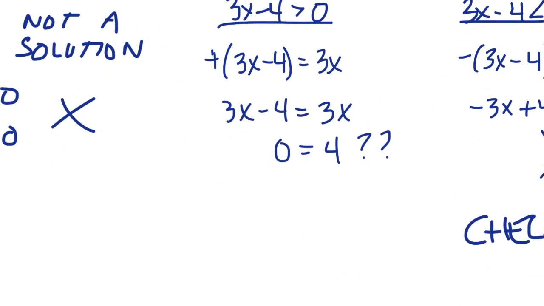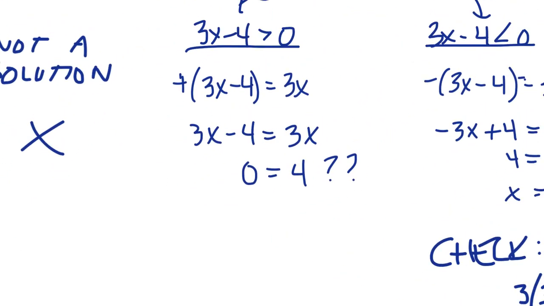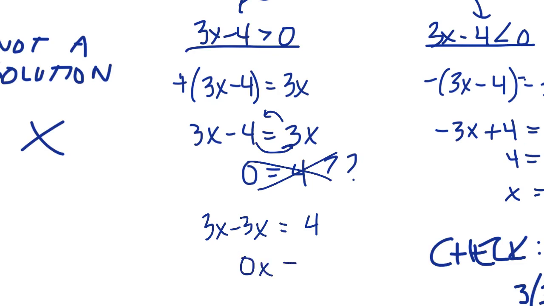So let's backtrack here about what happened. I plugged in positive 3x minus 4, and I solved. If we go back here, if I bring this 3x to the other side and this 4 to the other side, it's going to look like this: 3x minus 3x equals 4. Or 3 minus 3 is just going to be 0. So it's like we're saying 0x equals 4.